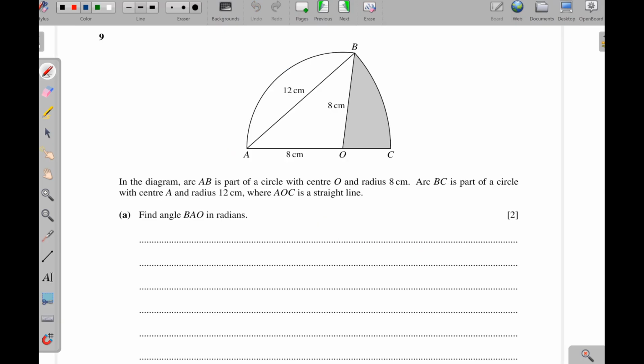Question 9 is coming from circular measure. In the diagram, arc AB is part of the circle with center O and radius 8 centimeters. Arc BC is part of a circle with center A and radius 12 centimeters, where AOC is a straight line. Find the angle BAO in radians.